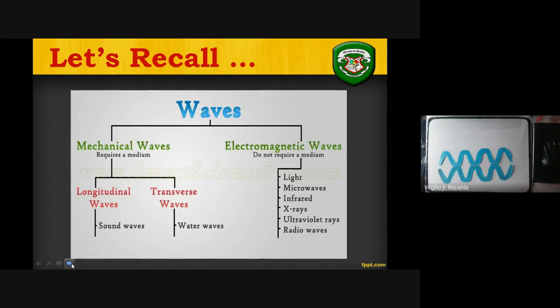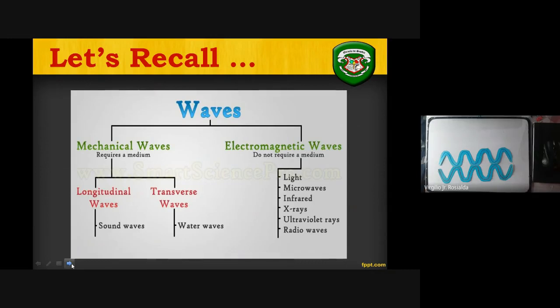So we classify waves into two, the mechanical waves and the electromagnetic waves. In order for us to distinguish these two, mechanical waves require a medium. So ibig sabihin, kailangan niya ng medium for it to propagate or for it to travel. Because if there is no medium at all, mechanical waves will not be able to travel. So ibig sabihin, hindi siya makakapag-propagate, hindi siya makakapag-travel through our spaces.